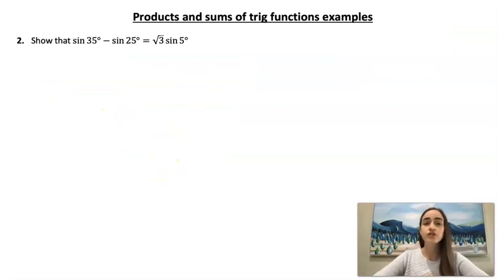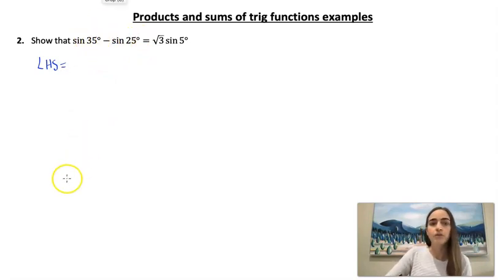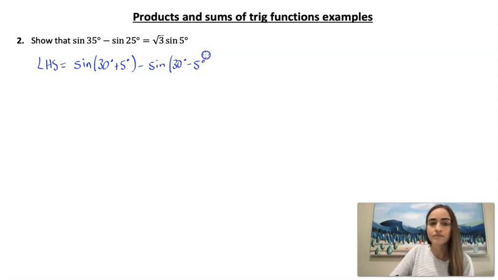Our second example asks us to show that sine 35 minus sine 25 is equal to root 3 sine 5. Okay, so we're going to rewrite this left-hand side of this equation. What we need to think about is a plus b, a minus b, and we want to figure out what numbers add together to give 35 and subtract to give 25. One of the things that can give us a hint is what we're aiming for over here with this 5. So the way we can rewrite this is into sine of 30 plus 5 minus sine of 30 degrees minus 5 degrees.